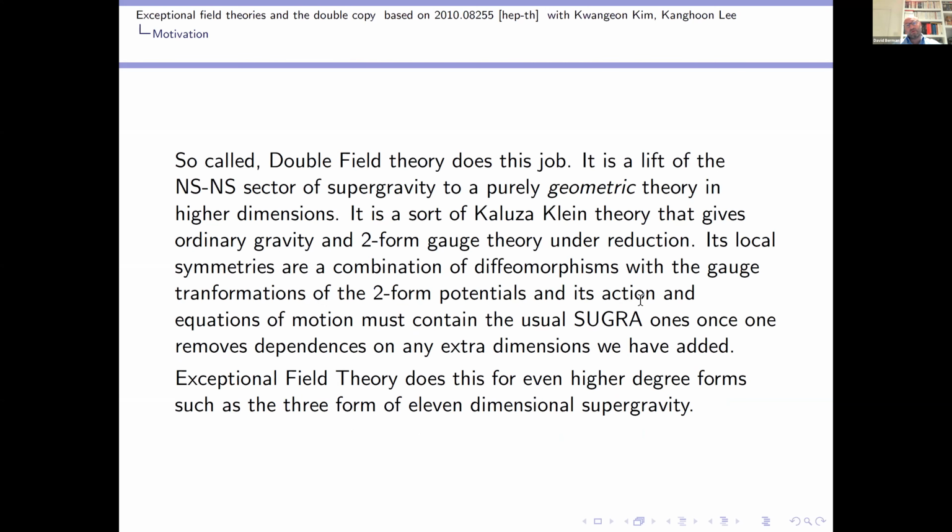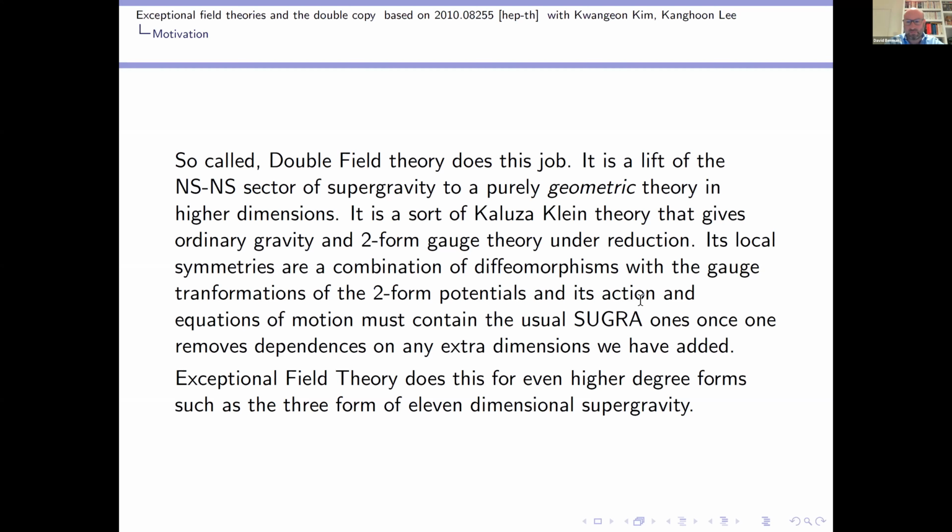Okay, so double field theory does this job when we've just got a two-form gauge theory, the NS sector of string theory, and it's a sort of Kaluza-Klein lift of supergravity itself. Now, it turns out that it doesn't lift to a simple ordinary Riemannian theory, but it has some additional structure, which I'll discuss in a minute. And then more than that, when we've got all the p-forms that exist in supergravities, and in particular in 11-dimensional supergravity where we have the three-form, you can ask, what does that lift to? And that's what exceptional field theory does.